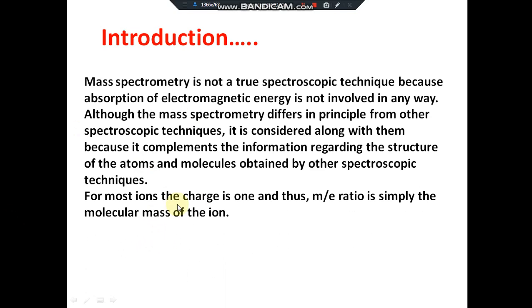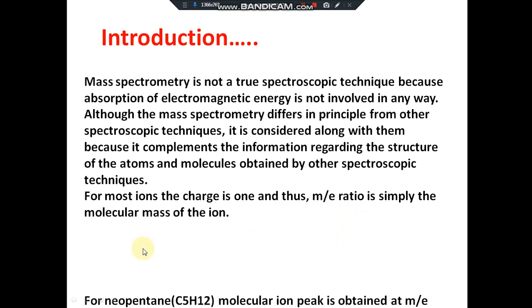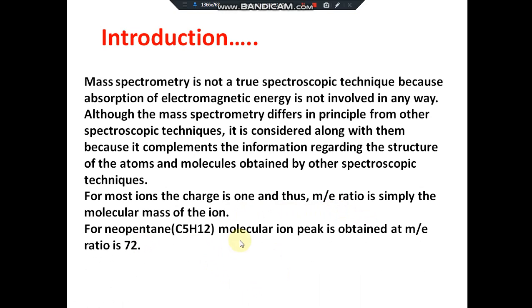For most ions, the charge is 1, so the m/e ratio is simply the molecular mass of the ion. For example, neopentane, molecular formula C5H12, has a molecular mass of 72. So there is a molecular ion peak around 72 for neopentane in the mass spectrum.